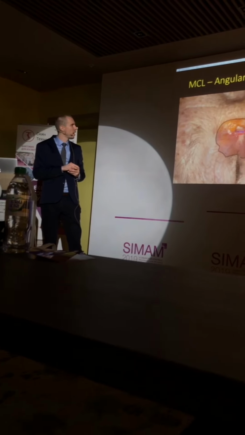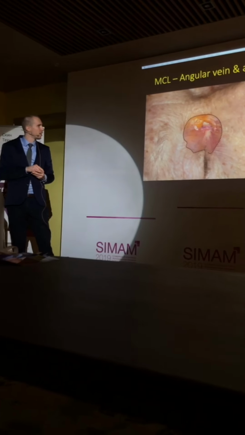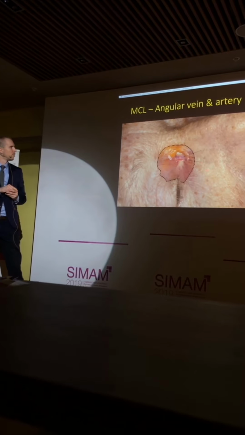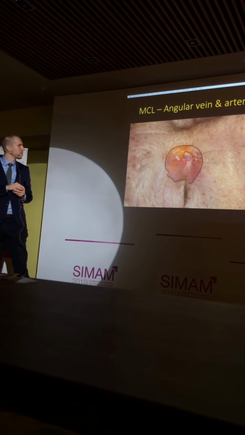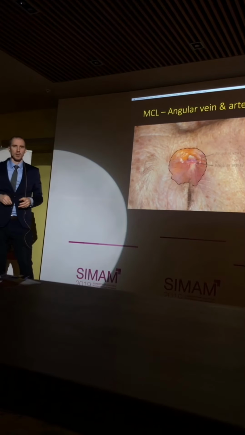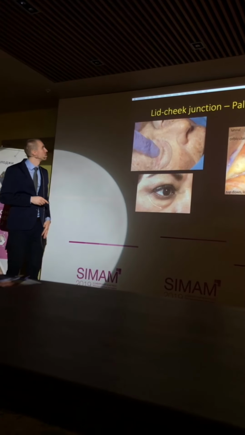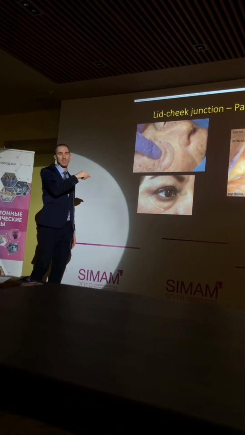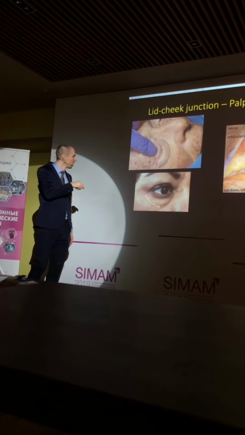So the angular vein will travel somewhere here, and the tear trough is something here. Okay. So what's next? Yes, we should discuss what this is here. We haven't talked about it yet.